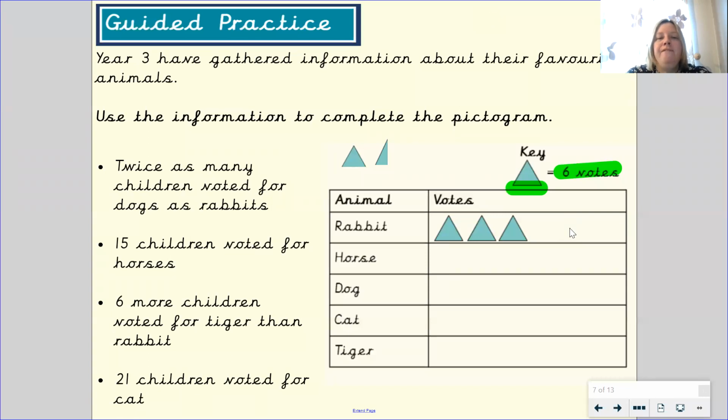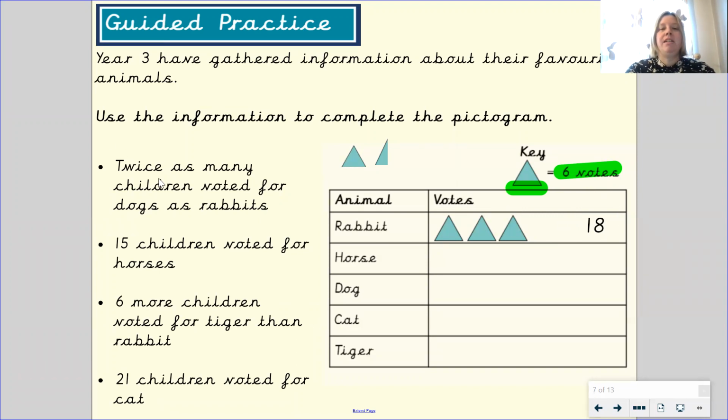So I've got some information about rabbits. I'm going to count and see how many children voted for rabbits. I'm counting in sixes this time. So I've got 6. If I add 6 to 6, I get 12. And if I get another 6, I have 18. So 18 children voted for rabbits.